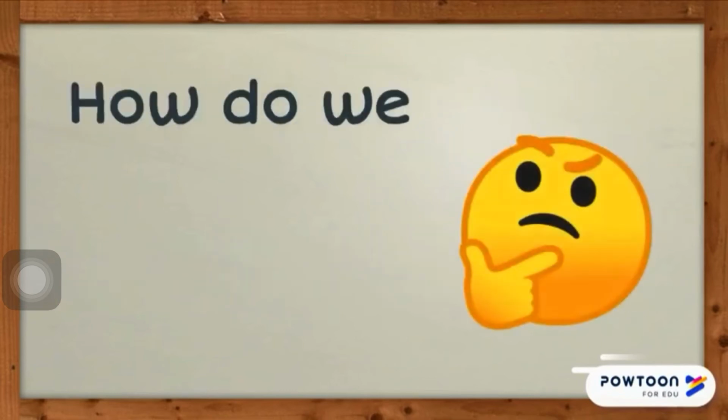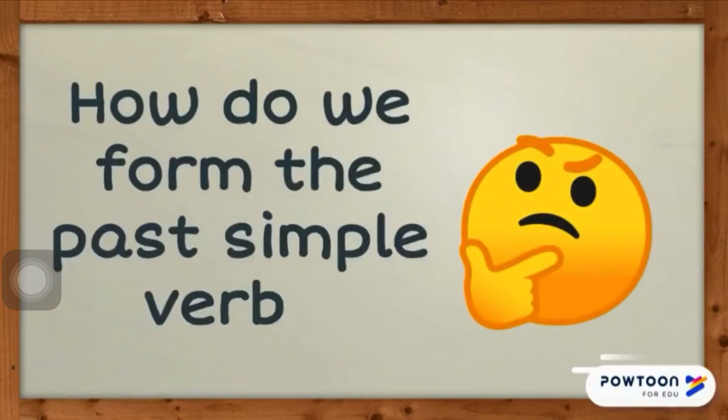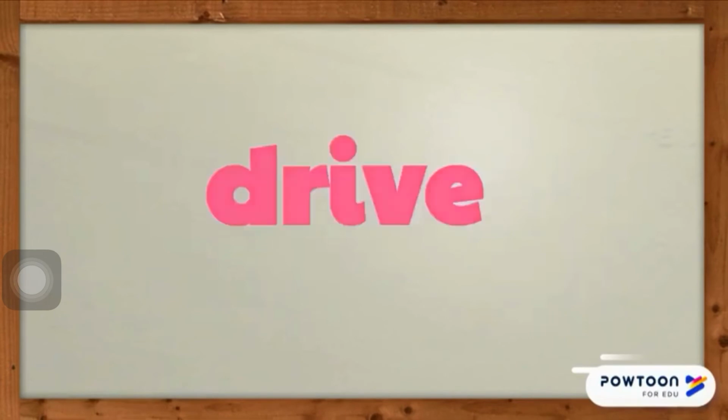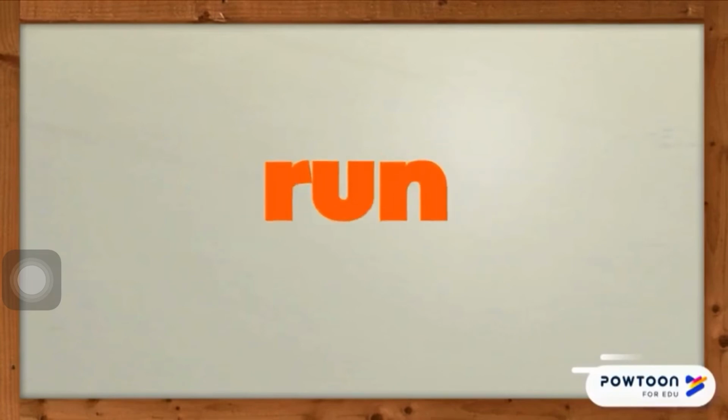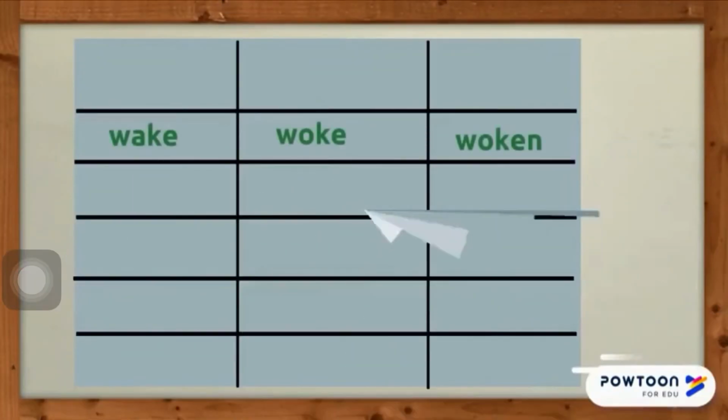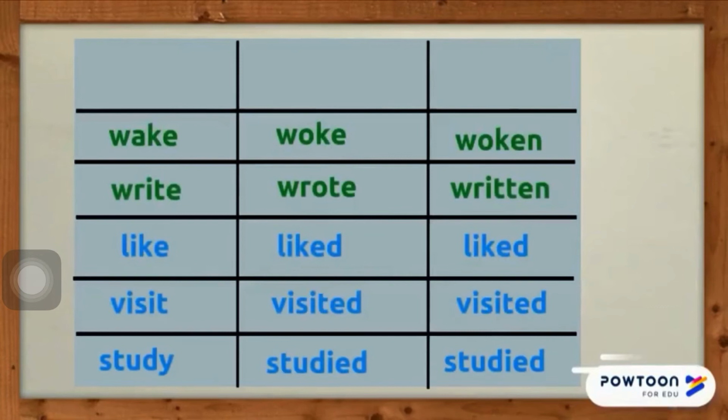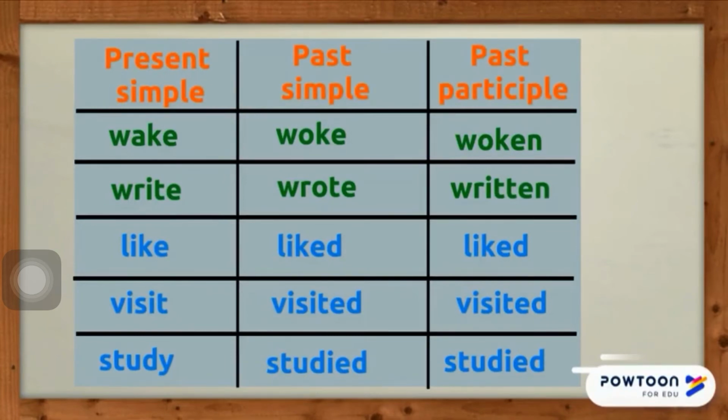So how do we form the past simple verb? Now, there are many verbs in the English language, and there are some of them that you need to learn when studying English. And one way of doing that is by using a chart like this one in order to learn the different forms in which the verbs may be used. So you have the present simple, the past simple, and the past participle. And here are some examples.